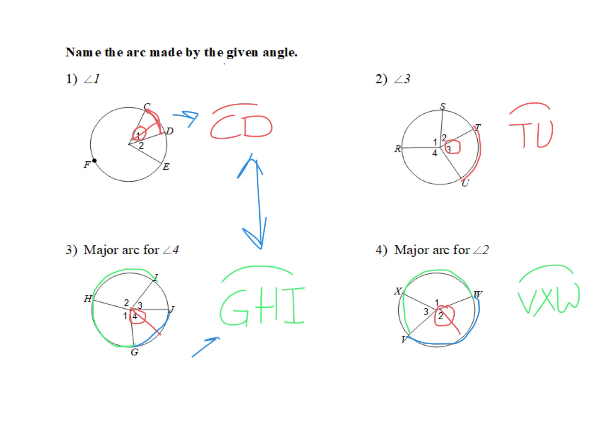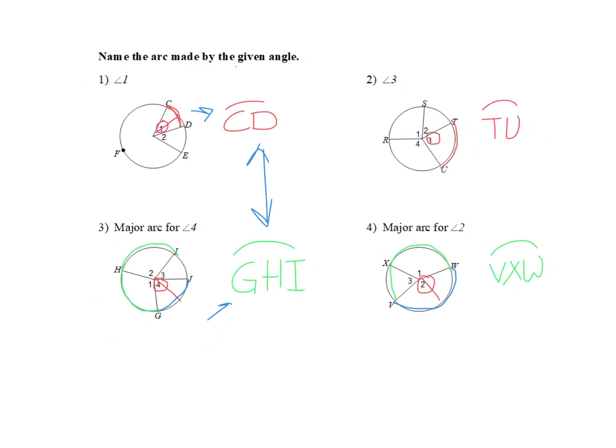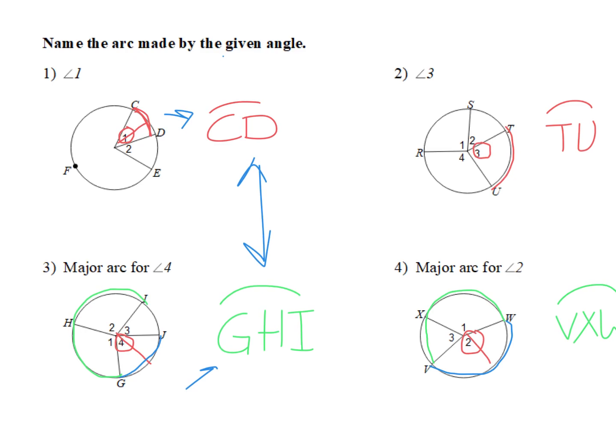which is this one? It has 3 points. Right. The major arc has 3 points. How many points does the minor arc have? 2. Okay? So keep that in mind. Major arc is created by 3 points, and a minor arc is created by 2. Questions on examples like those?